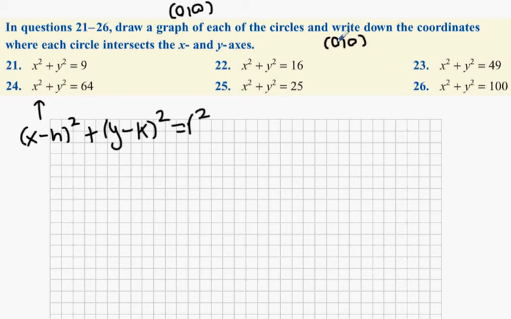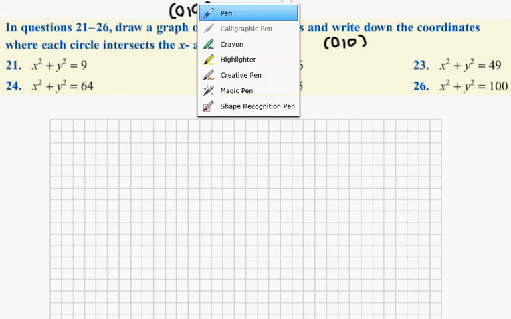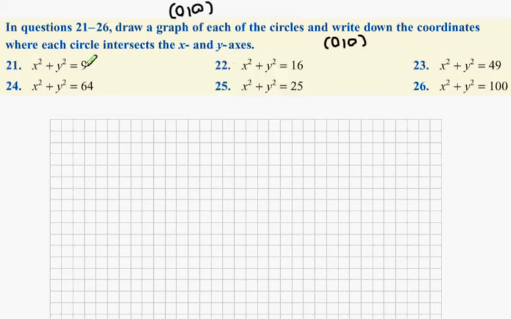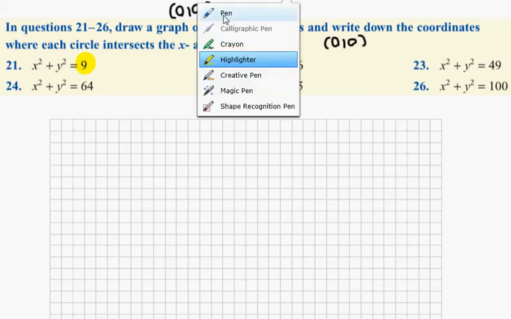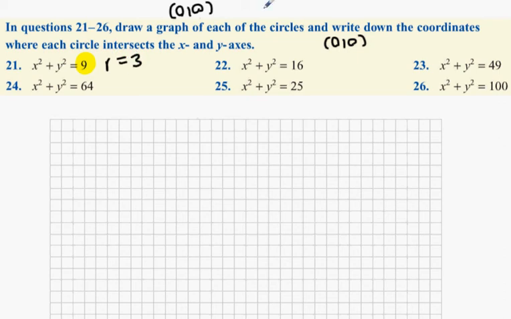Now here's the hard part. What is the radius? Can anybody tell me what's the radius of each one? Anybody? That's 9. So the radius of the first one is 3. Okay, the radius of question 23? Radius of that one? 7. And all it wants me to do is to draw this.